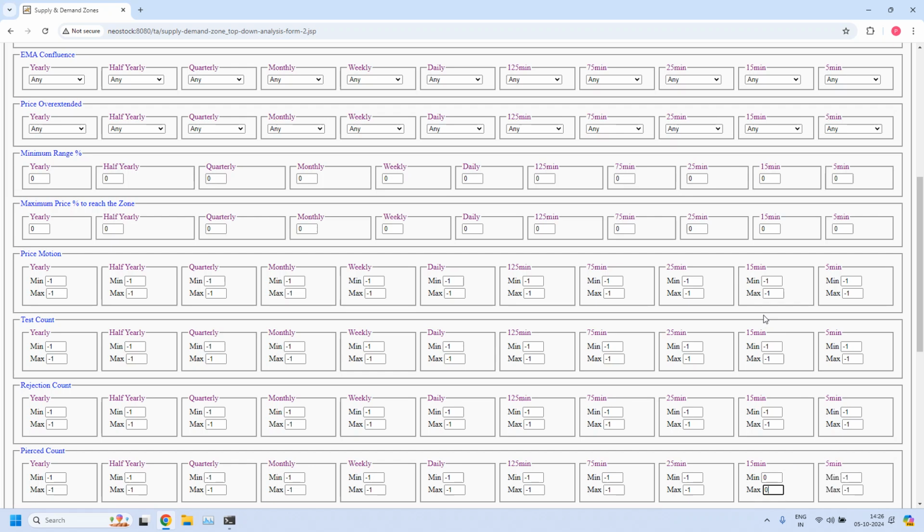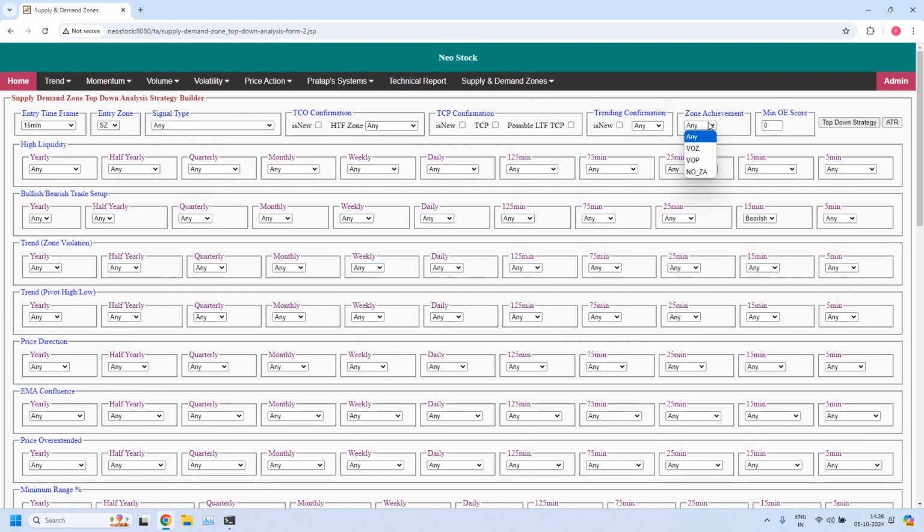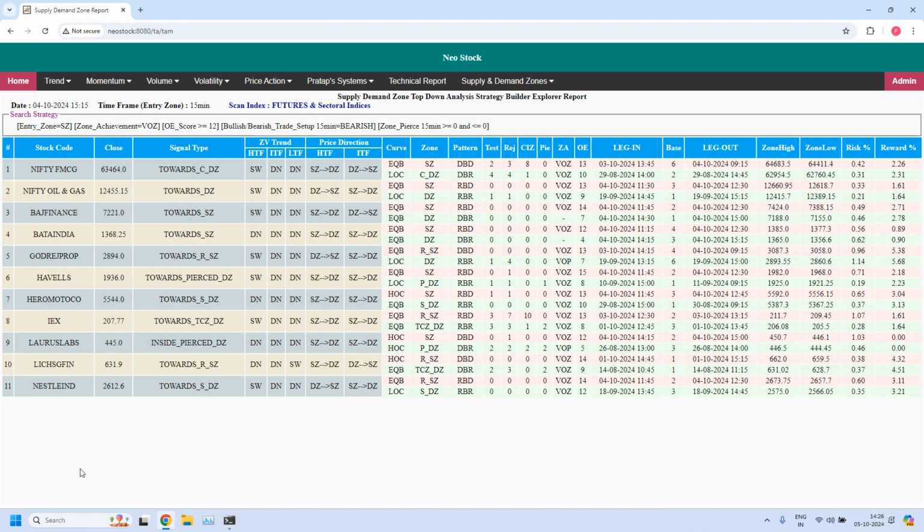That means 15 minutes supply zone is not pierced, and zone achievement violated opposing zone, and minimum order enhancer score 12. All the 3 filters are applied to 15 minutes supply zone. Now let's verify. We got 11 stocks filtered. All these 11 stocks are currently supporting bearish trade setup for daily income trade. Entry time frame 15 minutes, zone supply zone.